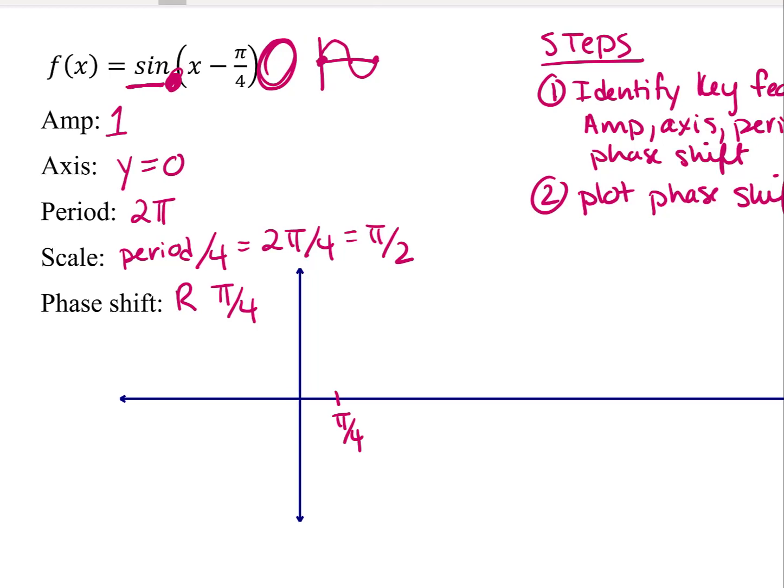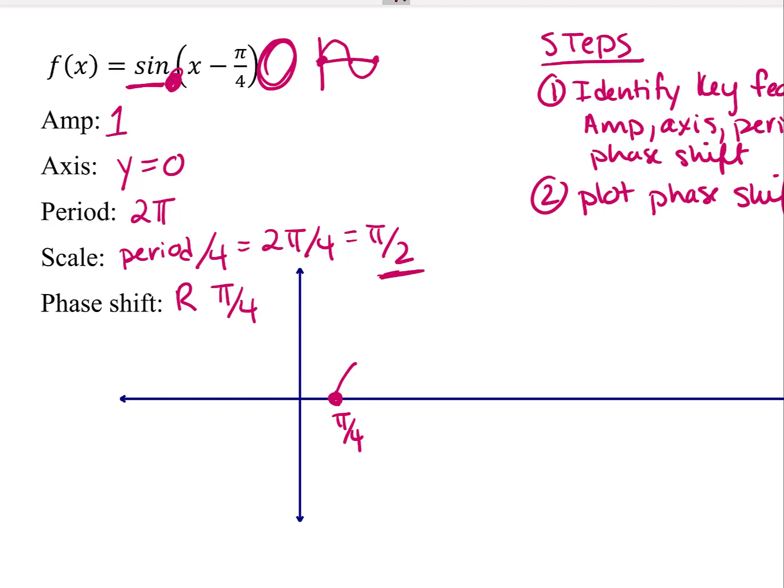4. Now, since it's a sine curve, rather than the graph starting at 0, 0 and going high, because it's been shifted to the right by pi over 4, I'm actually going to start it at pi over 4 and then I'm going to go high. I need to finish my scale before I graph the rest of this. The scale is pi over 2.